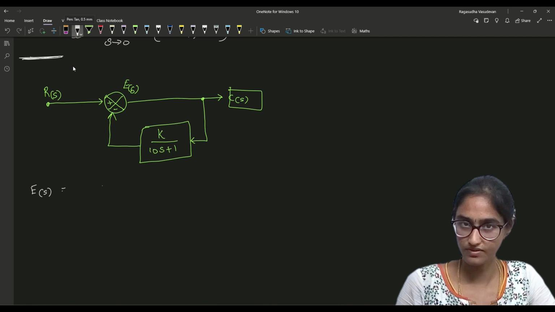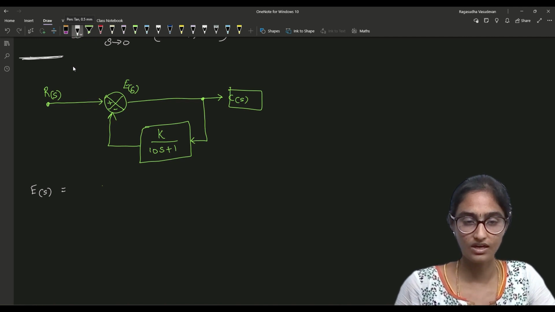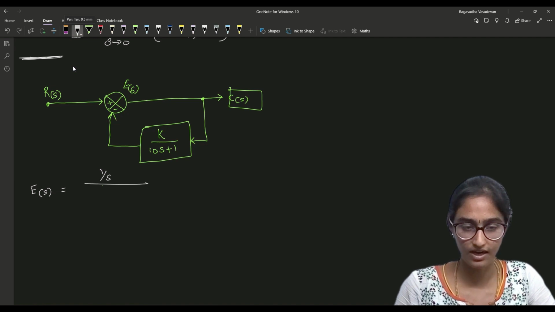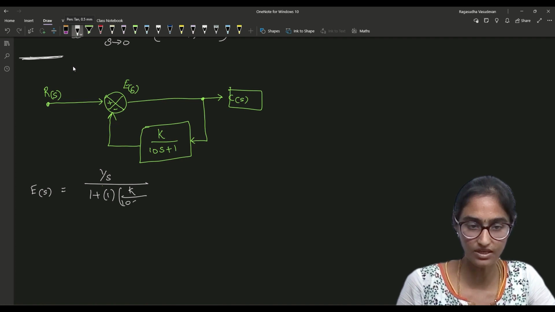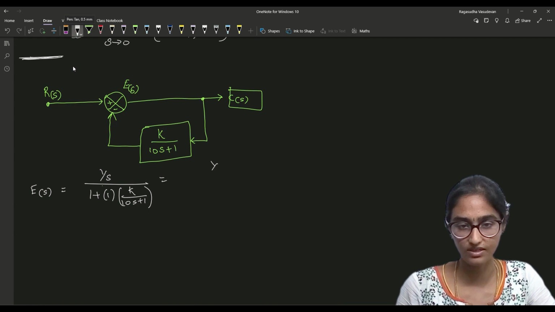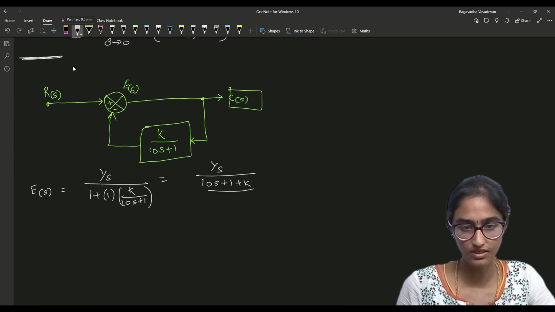The value of E(s): this is a unit step input, so R(s) is 1 by s. E(s) is equal to R(s) divided by 1 plus G(s) into H(s), so it is k divided by 10s plus 1. We can simplify this and we get 1 by s into (10s plus 1) divided by (10s plus 1 plus k).